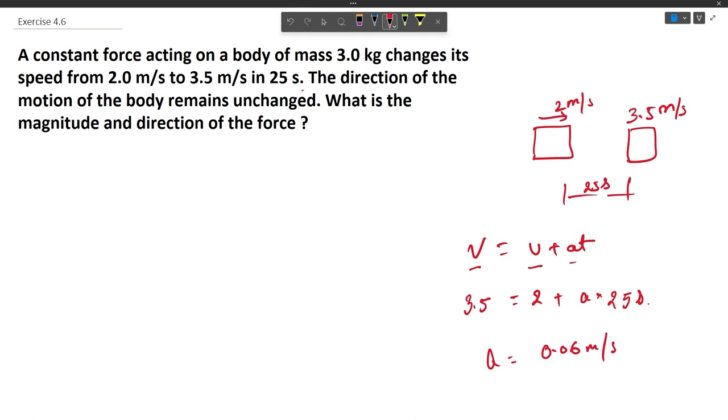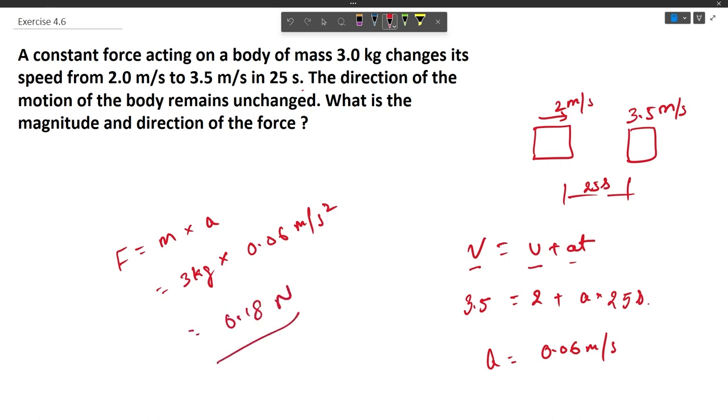The definition of force says that force equals mass times acceleration. Here the mass of the given body is 3 kg multiplied by acceleration, 0.06 meter per second square, which equals 0.18 Newton. So 0.18 Newton is necessary for the body with an initial velocity of 2 meter per second to reach a velocity of 3.5 meter per second in 25 seconds.